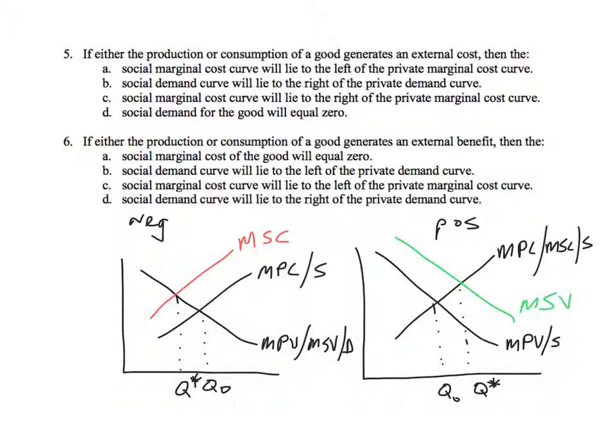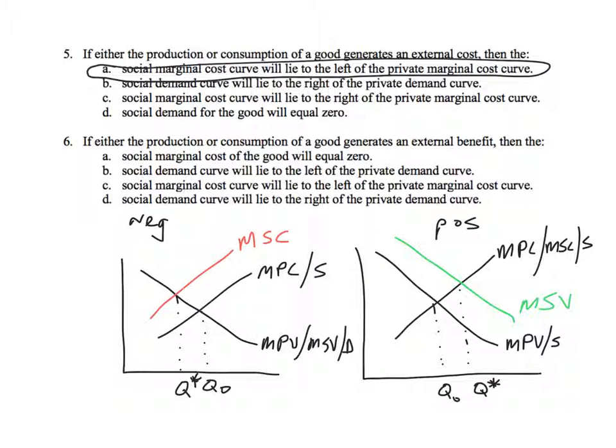5, if either the production or consumption of a good generates an external cost, then the social marginal cost curve will lie to the left of the private marginal cost curve. Well, there you go. I think it's better to think about it up-down, but you could think about it right-left, and it's certainly to the left. So A is correct.